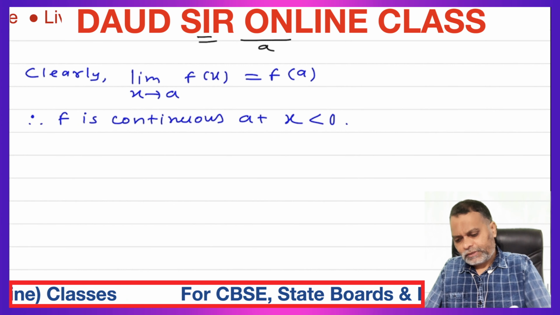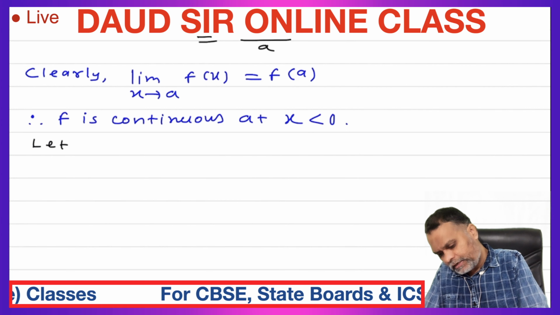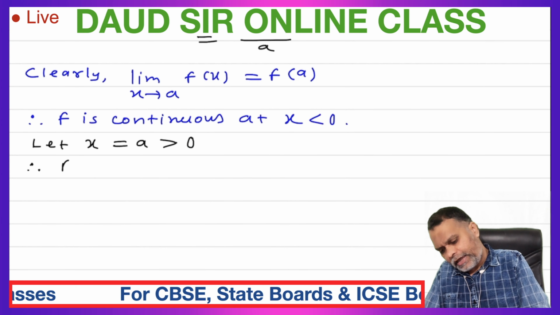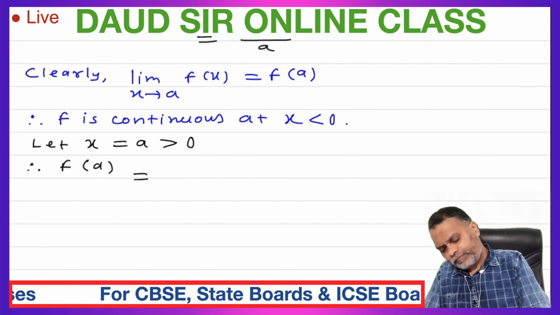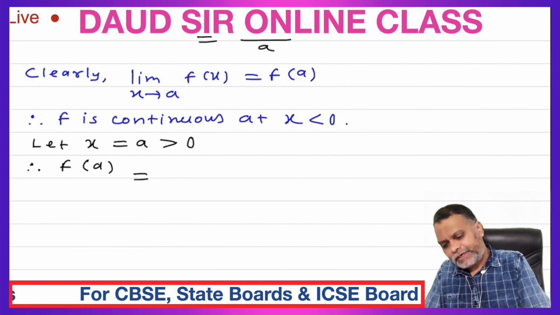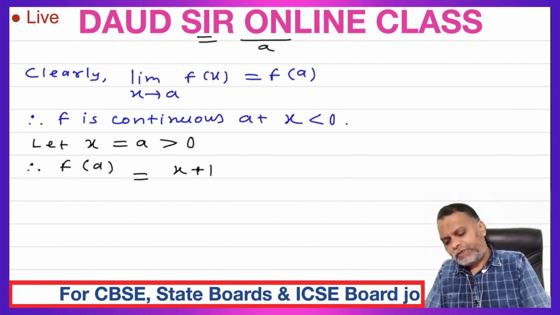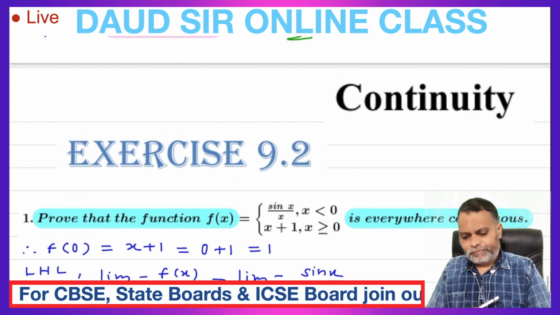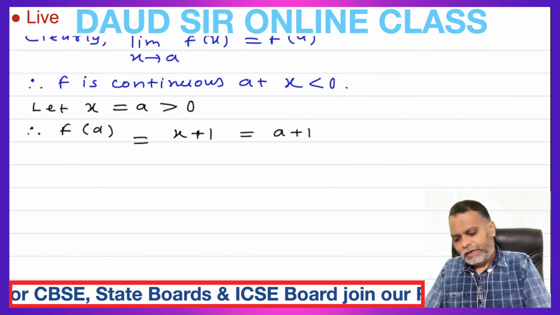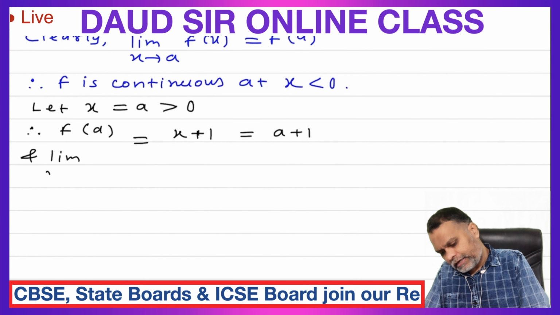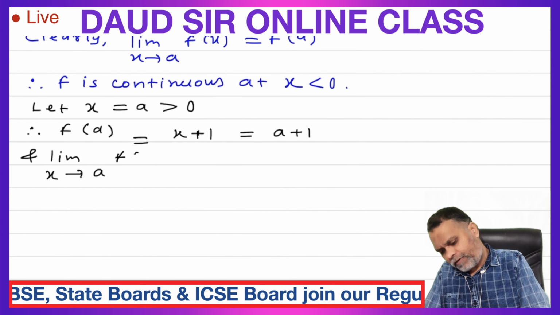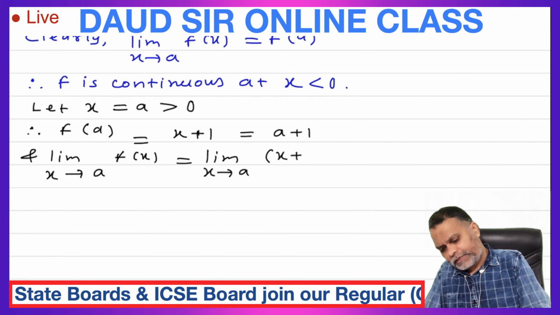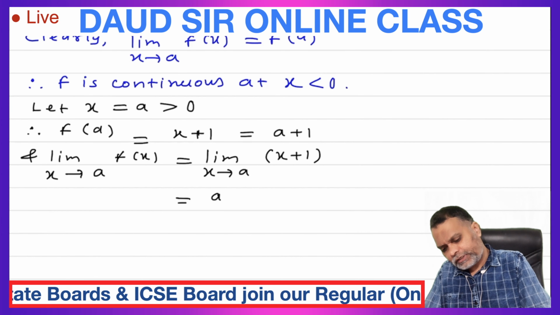So let x is equal to a where a is greater than 0. Therefore f of a is equal to the value of the function for x greater than 0, which is x plus 1. Substitute x is equal to a, so this is a plus 1. Now limit x tends to a f of x is equal to limit x tends to a x plus 1. Substitute x is equal to a, so this is a plus 1.